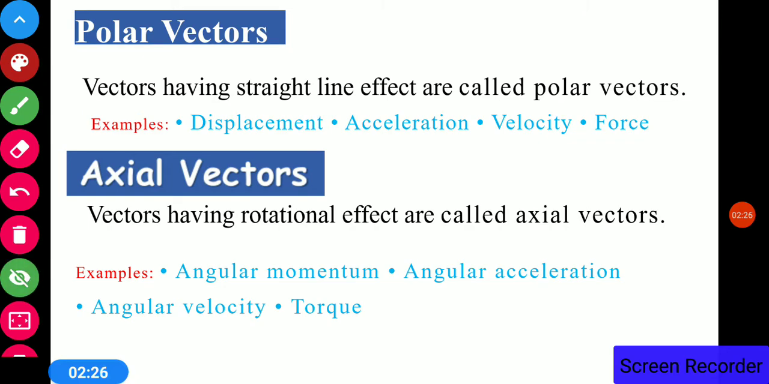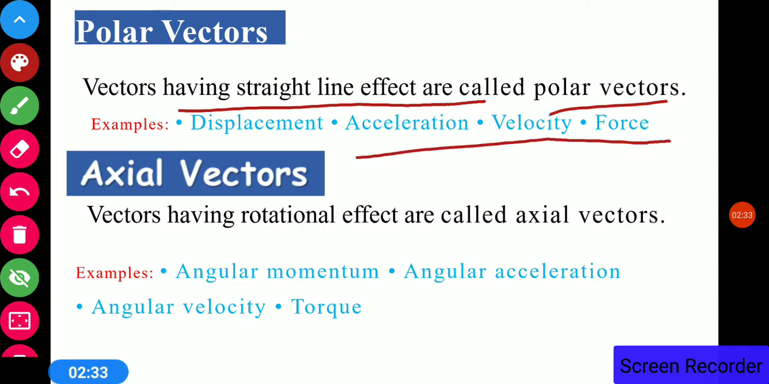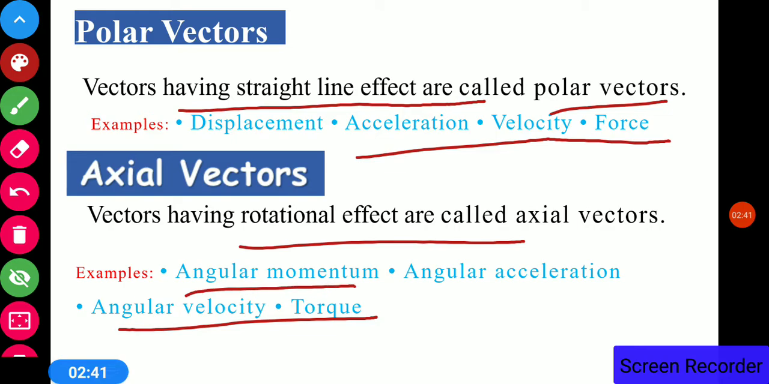Now, if the vectors have a straight line effect, they are called polar vectors, like acceleration, velocity, force, etc. But if they have a rotational effect, they are called axial vectors, such as angular velocity, torque, angular momentum, angular acceleration, etc.